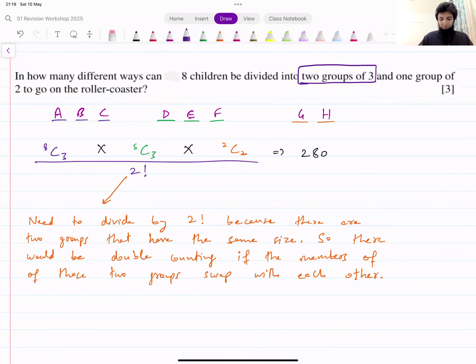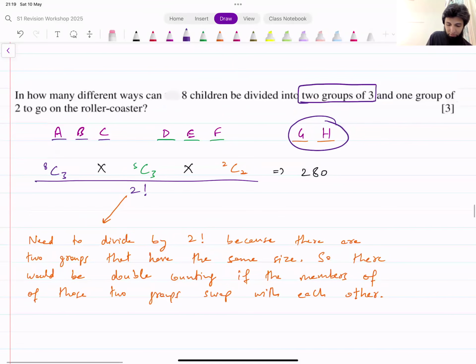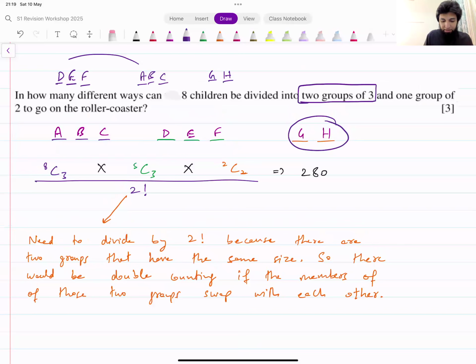If you have one grouping in which you have 2 people here, GH, ABC here, and DEF here, and another possible grouping in which you have DEF in the first group, ABC in the second group, and GH in the third group. These 2 are actually the same groupings. There's no difference between these 2 groupings, right? We've just switched them. The order does not matter. These are both the same.